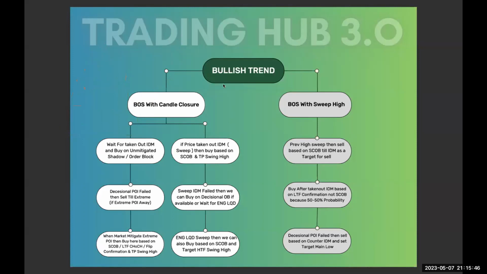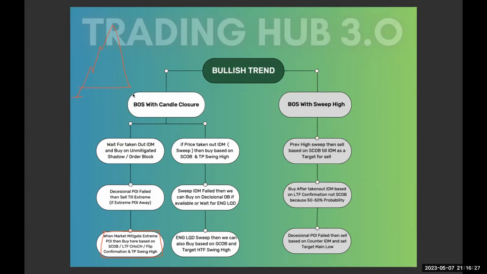So these are applicable in both scenarios, candle closure and sweep of the inducement. And the final one, when price mitigates your extreme PY and then you buy here based on single candle order block, lower time frame chalk, flip, confirmation, and TP at the main swing high. That's it. Simple. When price taps on your extreme PY after taking out the engineering liquidity, or you can say taps on your unmitigated extreme PY, then you can buy or sell based on single candle order block, chalk and flip. Everything is applicable, right? Like this.